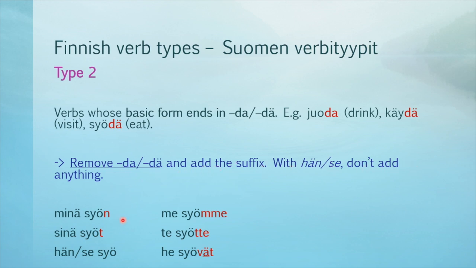My example here is eat, syödä. Minä syön, sinä syöt, hän or se syö, me syömme, te syötte, he syövät. Here you can see a slight difference in the suffix for they eat, he syövät. Usually, the suffix for they is vat, but here it is vät.